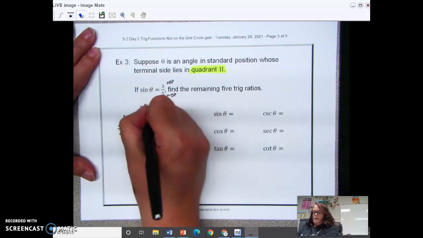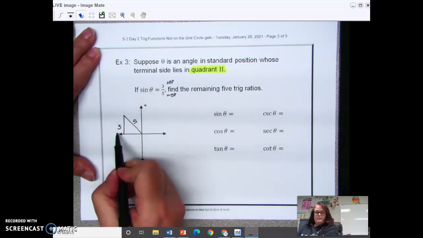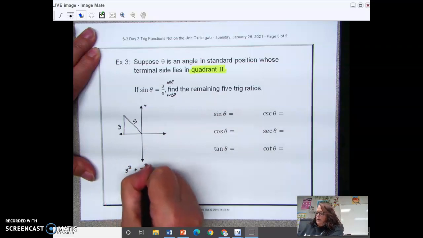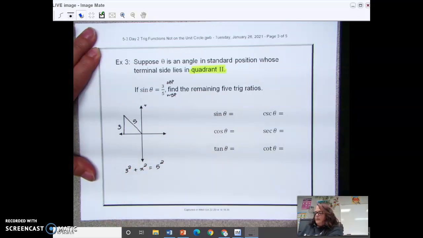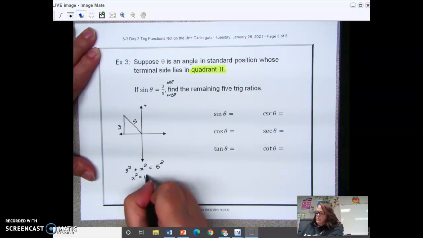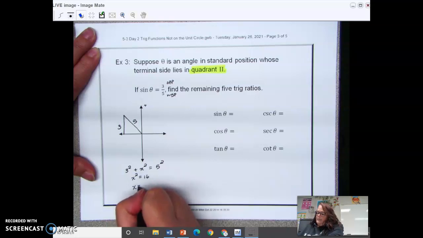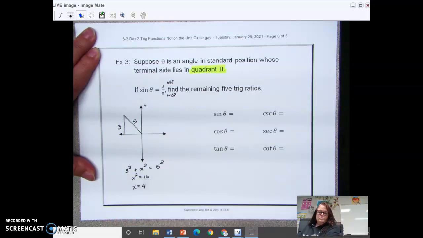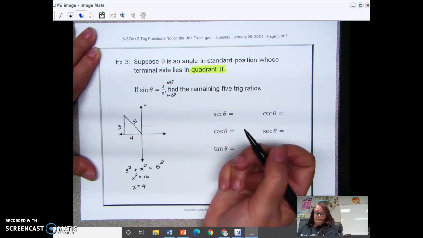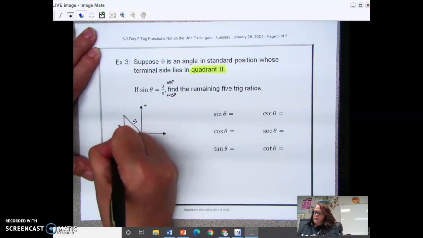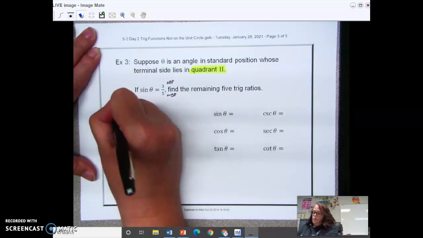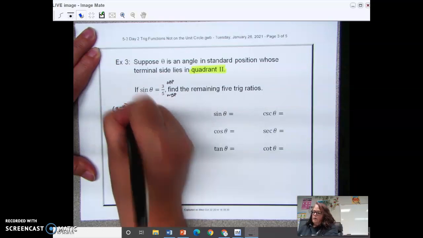And then here the y value is above the x-axis, so it's positive. And so then I can say that 3 squared plus x squared gives me 5 squared. And so I've got x squared is equal to 25 minus 9, which is 16. And that makes x equal to plus or minus 4. But I'll just think of x as a distance. And so you'll notice that means this is 4. But it's to the left of the origin, so that makes this a negative 4.